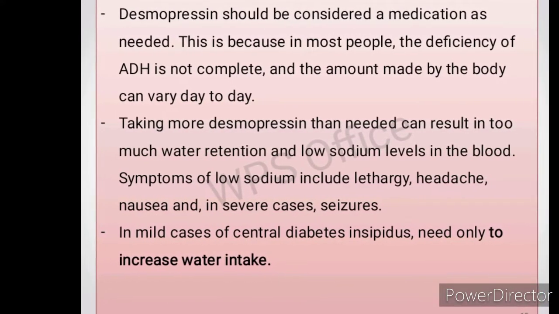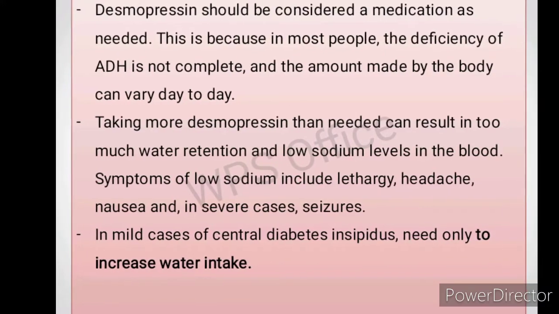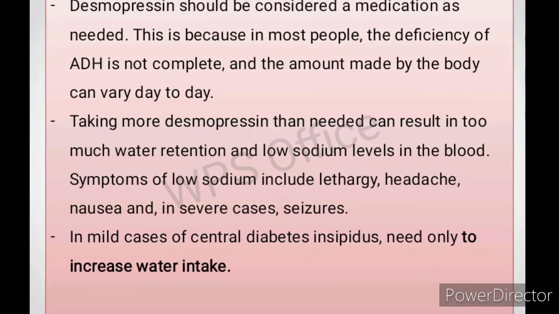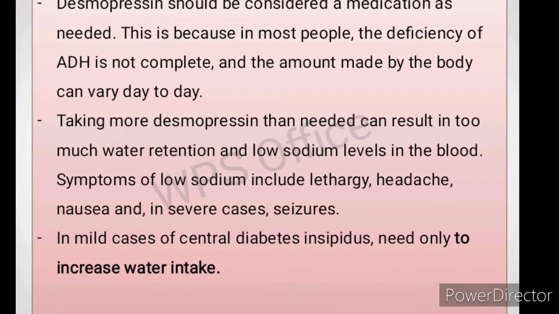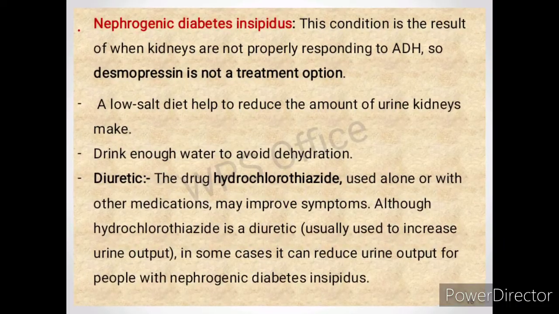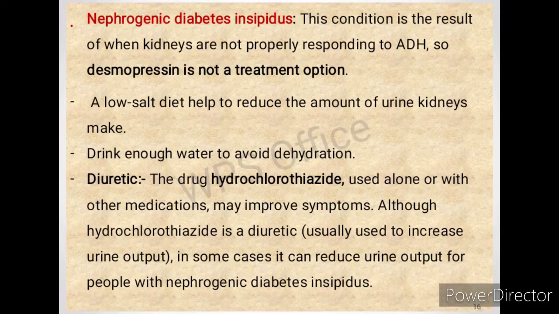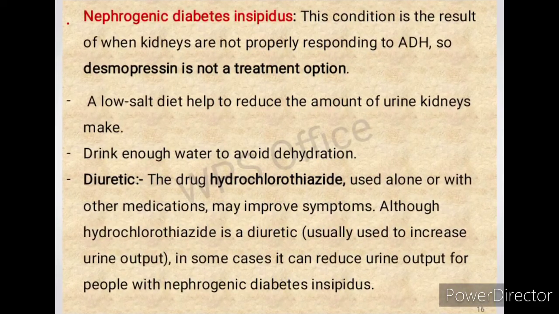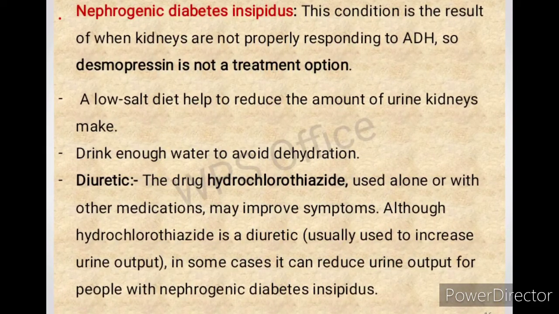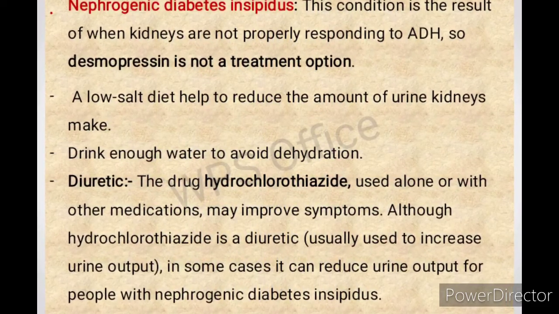It is because in most people the deficiency of ADH is not complete, and the amount made by the body can vary from day to day. So in mild cases, we only need to increase the water intake. In nephrogenic diabetes insipidus, desmopressin is not a treatment option. A low salt diet should be given. Then drinking enough water should be done to avoid dehydration. Then diuretics like hydrochlorothiazide should be used along with other medications to improve the symptoms.